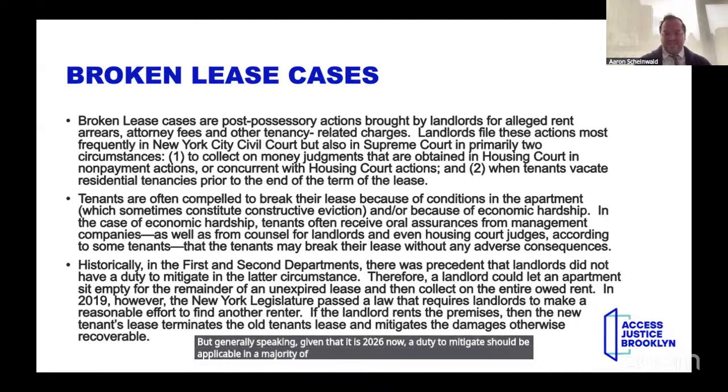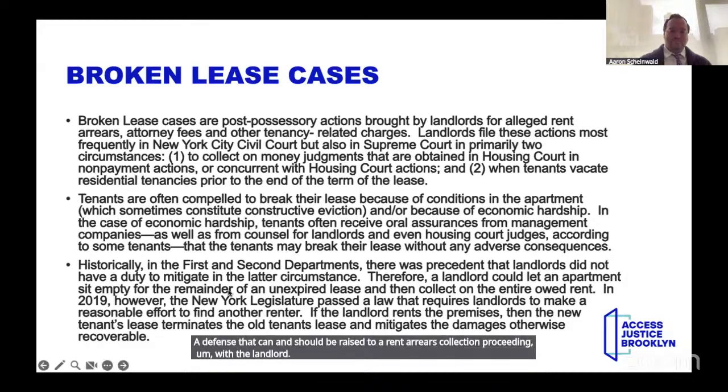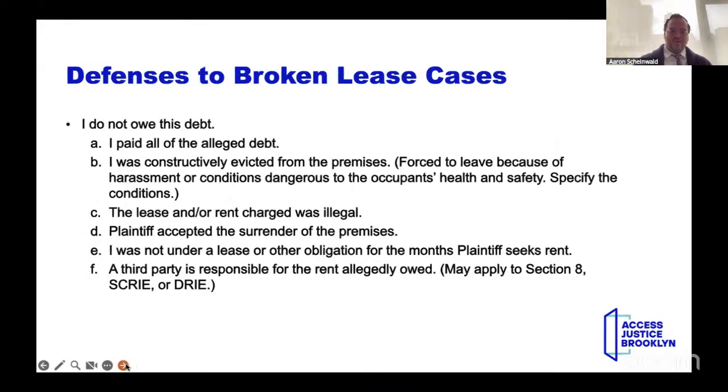rent arrears cases. And so that is, of course, again, like with constructive eviction and implied warranty of habitability and other issues that we were just talking about, a defense that can and should be raised to a rent arrears collection proceeding with the landlord. So all of those defenses that exist are defenses that can be raised.